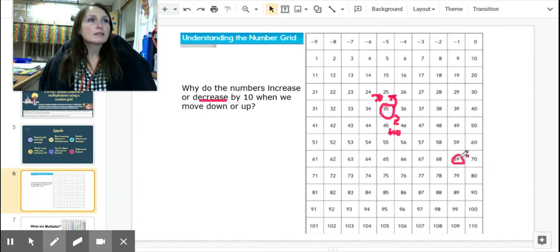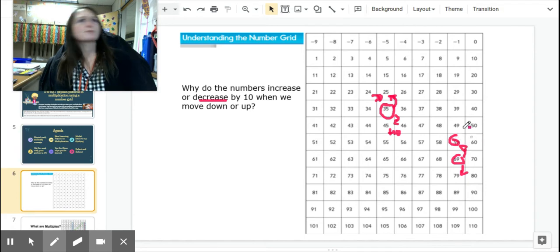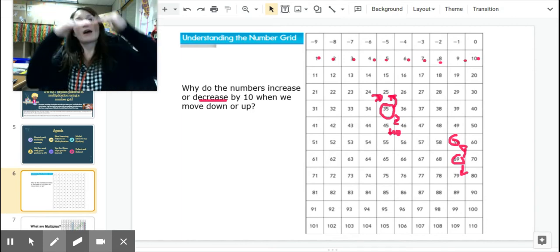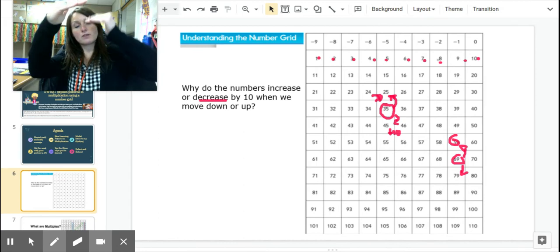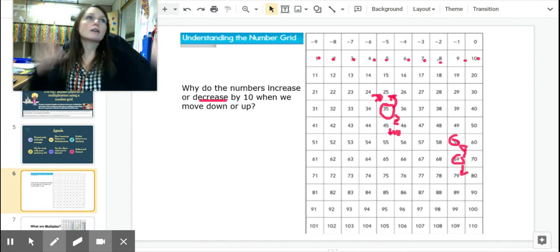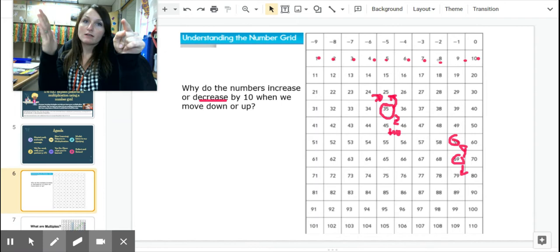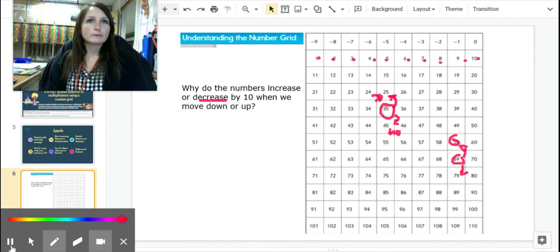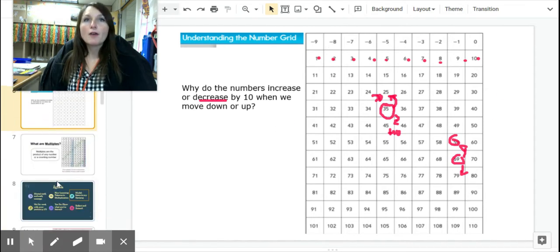Same thing over here with 69, right? You can go up 10 to 79 or down 10 to 59. And that's because we have 1, 2, 3, 4, 5, 6, 7, 8, 9, 10 numbers in a row. So they're just stacks of 10 on top of each other. So every number going down is another 10 going down. If we made our number grid different, then the number below it would also be different. The pattern would be different. So this is a pattern that we notice here. We're going to see if we can notice some other patterns.